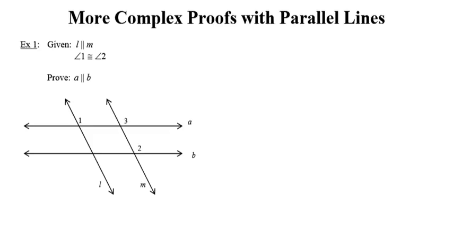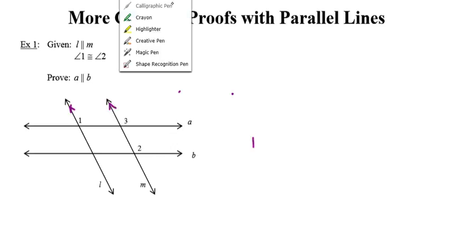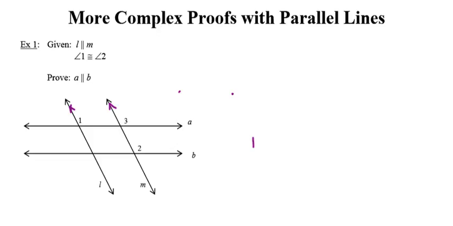In this video, we're going to take a look at some more complex proofs that involve the use of parallel lines. All right, so let's go ahead and get started. In example 1, we're given that lines L and M are parallel. So the very first thing I'm going to do is go to my picture and indicate that they are indeed parallel. You may want to grab a highlighter and use the highlighter to indicate that they're parallel.